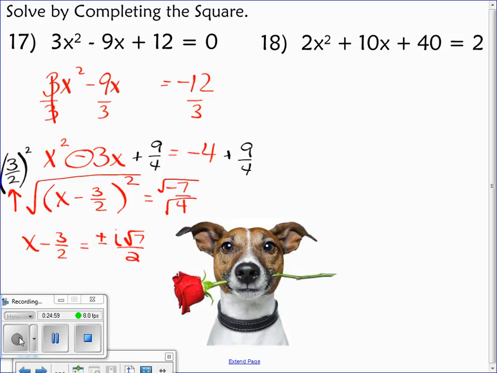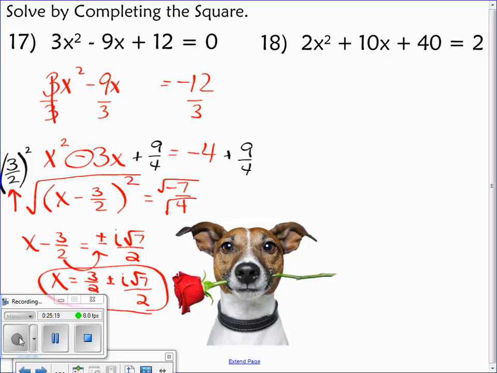Perfect. All right, the negative under here comes out as the i. 7, I can't do anything with that. Square root of 4 is 2. And then your last step, just move that over. So positive 3 over 2 plus or minus i radical 7 over 2. Yay! That's what I want to hear.